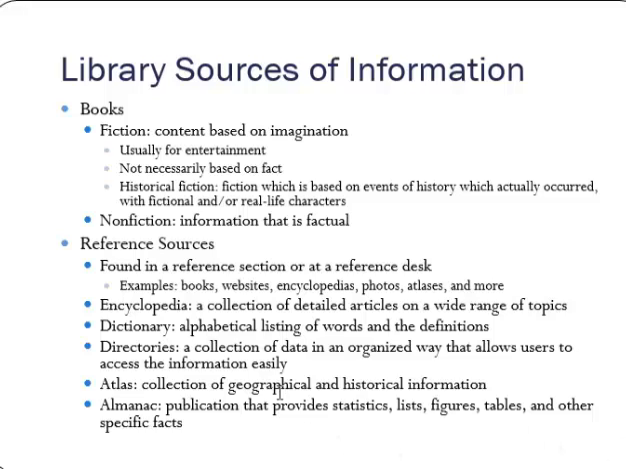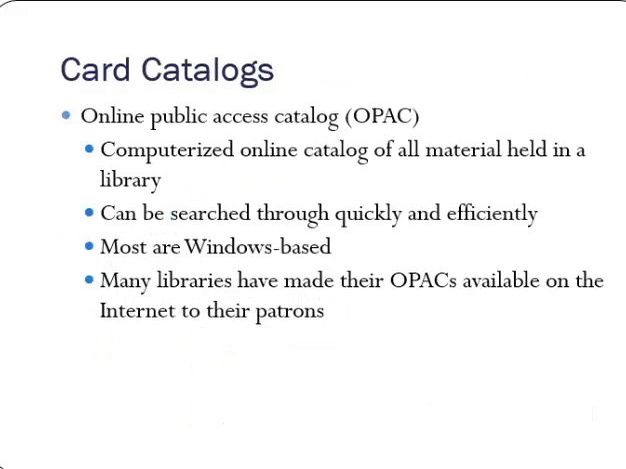An atlas is a collection of geographical and historical information, such as maps. The maps could be present, they could be historical, they could be military maps, war maps, things like that. And then there's an almanac. An almanac is a publication that provides statistics, lists, figures, tables, other specific facts, things like facts about countries, facts about weather, facts about a million different things. If you just take out an almanac and look through it, you can find lots and lots of information. Some of it useful, a lot of it probably useless, but still an interesting source of information.